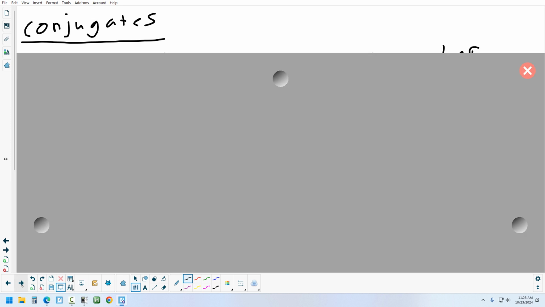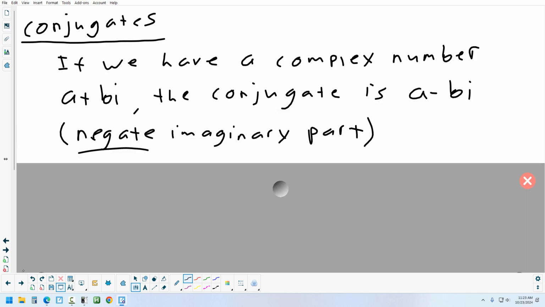All right, so now the last thing we're going to talk about is division. But to do division, we have to first talk about a conjugate. So a conjugate, very simply, is when you take the imaginary part of the complex number and change the sign. If it's a negative, you make it positive. If it was positive, you make it negative. So if you had a complex number a plus bi, the conjugate would be a minus bi. The real part stays the same. The imaginary part has the sign change.